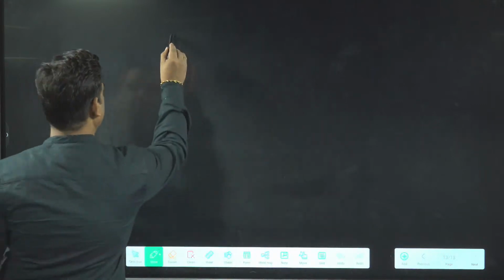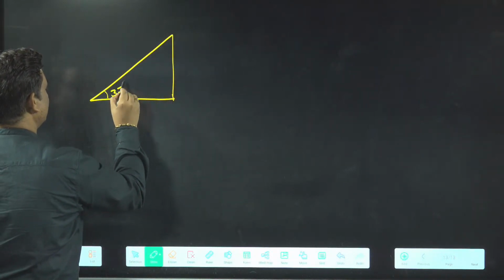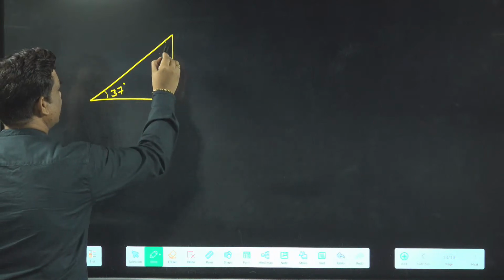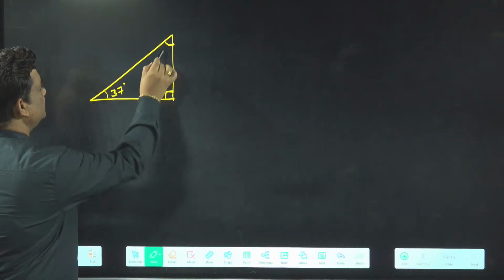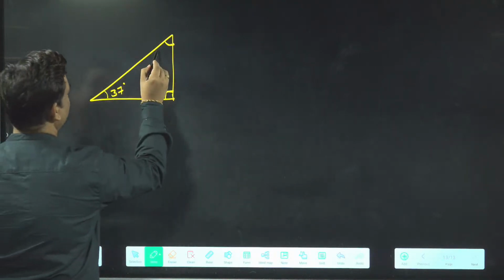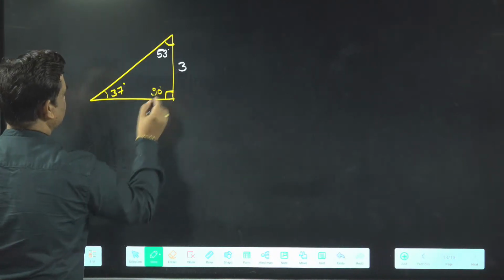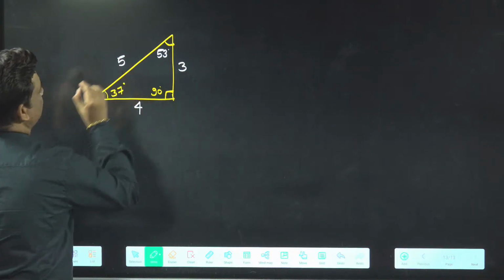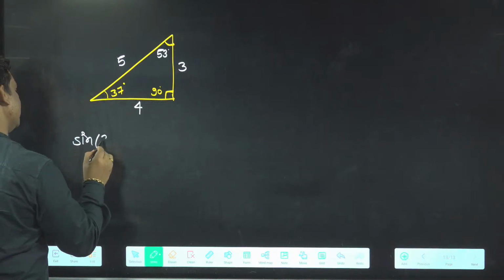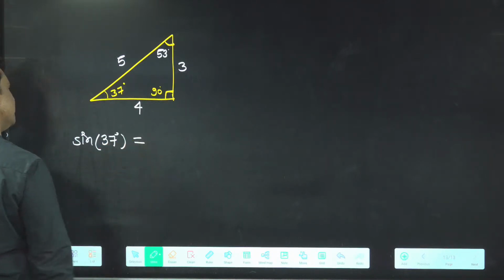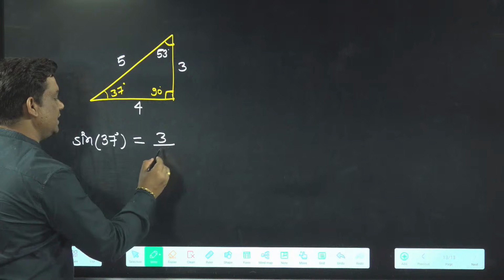Okay. If I say this one is your 37, this one is the 90, so what will be this angle here? You can say this one is going to be 53 here, okay? Clear. This one I am saying 3, this one I am saying 4. So this one is the 5. Okay, 3, 4, 5. That is the standard template. Now tell me the value of sine 37 from this triangle. Sine 37 you will write always as perpendicular by hypotenuse. So this becomes 3 by 5.